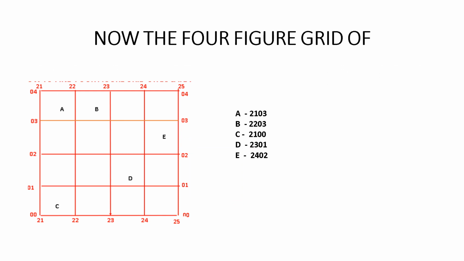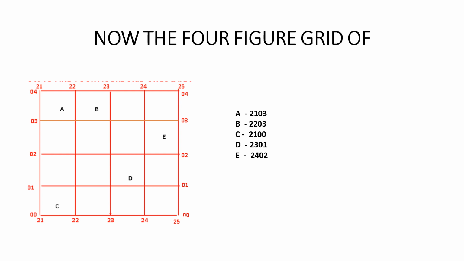I had asked you to find out, so I have given examples. A is 2103, this must be clear to you. Now the four-figure grid of B is 2203. I'll just wait for a minute, just see whether I'm right. I have written the answer correct. Is it 2203?